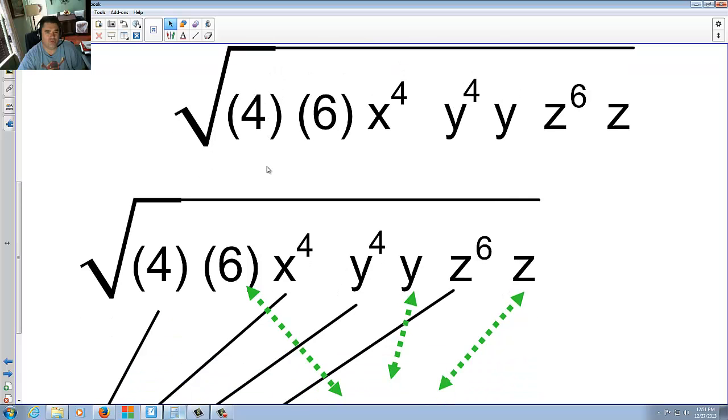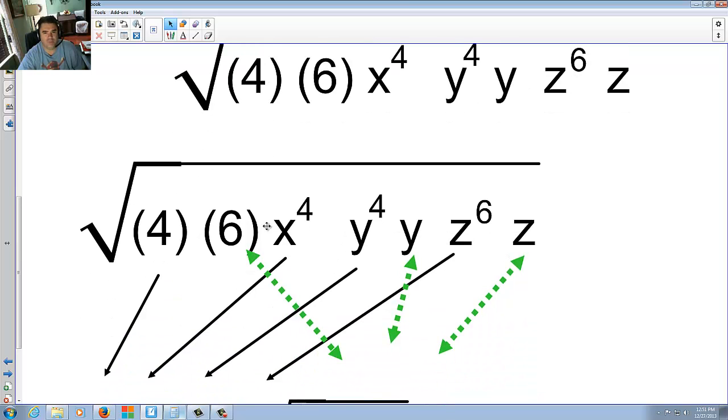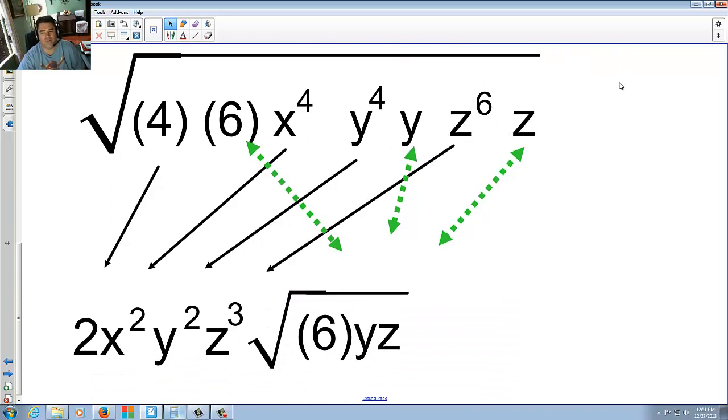4 rooted is 2. 6 stays home. X to the 4th becomes x squared on the outside. Y to the 4th becomes y squared on the outside. Y stays home. Z to the 6th becomes z to the 3rd on the outside. Single z stays home. So it looks like this.